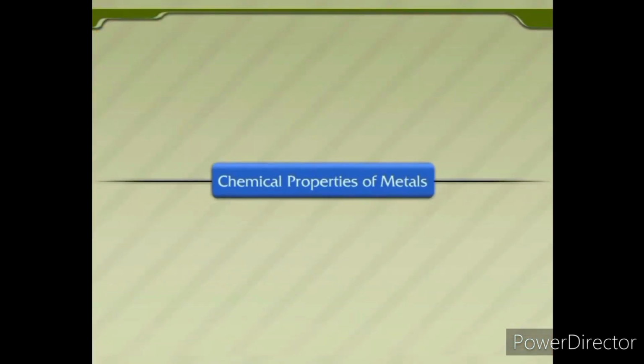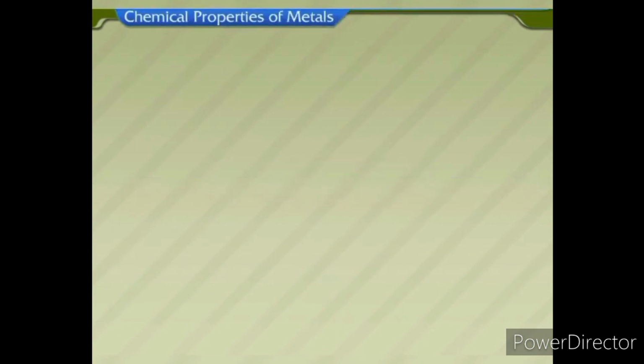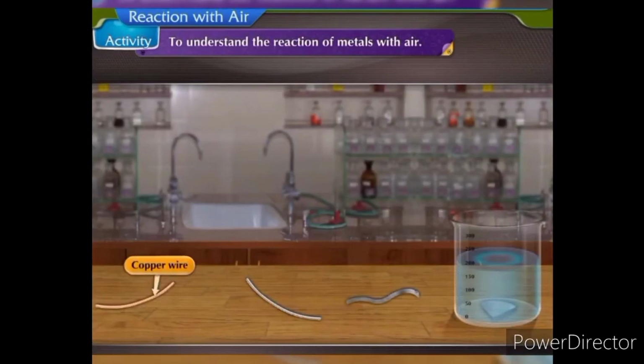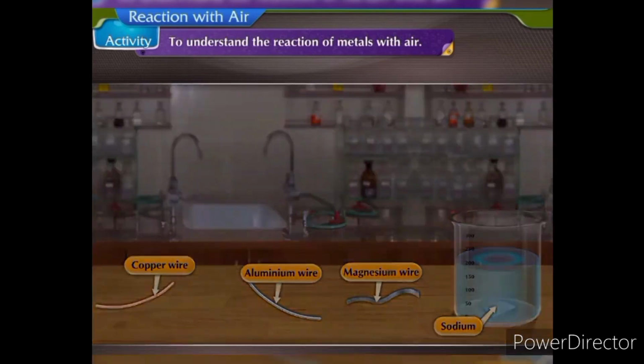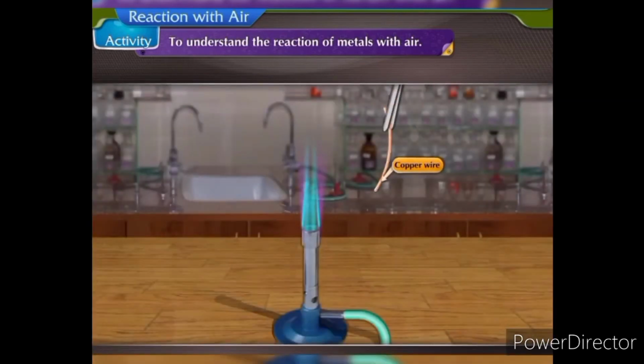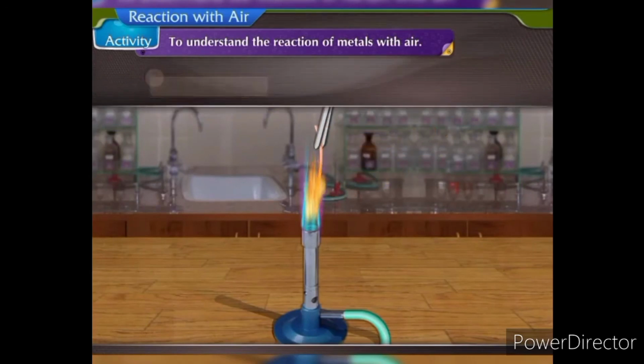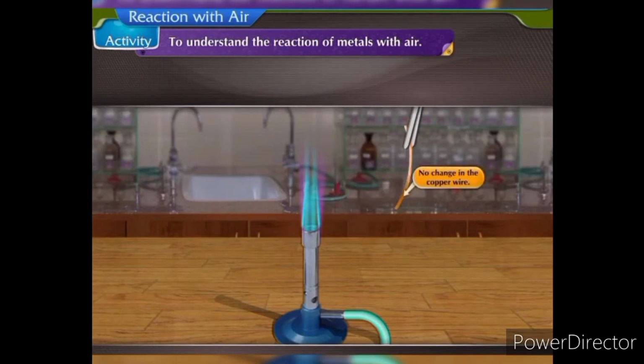Chemical properties of metals. Reaction with air. Take a copper wire, an aluminium wire, a magnesium wire, and a piece of sodium. Let us heat all the metals one by one. Let us begin with copper wire. Hold a copper wire with a pair of tongs, heat it over the flame. What do you observe? There is no change in the copper wire.